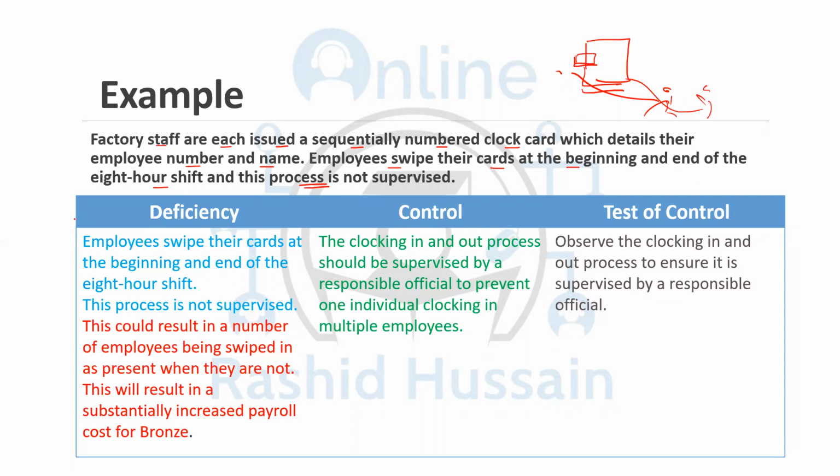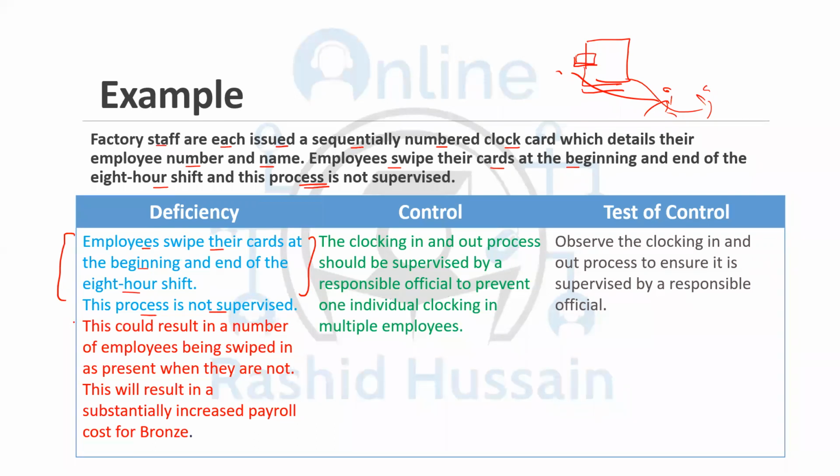So first of all, you're going to identify the weakness, which means you're going to write the case study line. The case study line means identification. Employees swipe their cards at the beginning and end of the 8-hour shift. This process is not supervised. So this is the identification, writing the case study line.